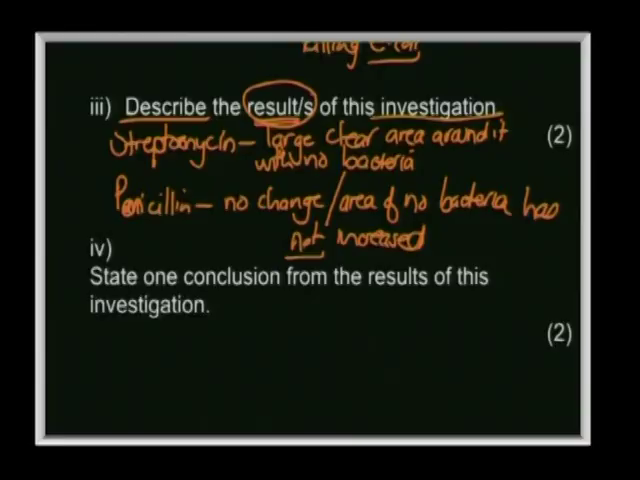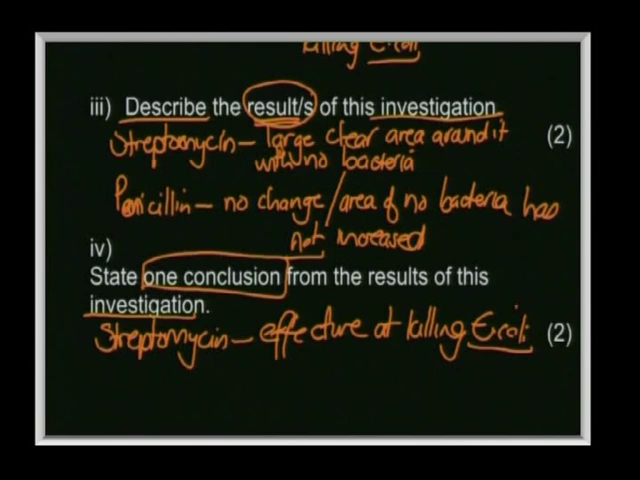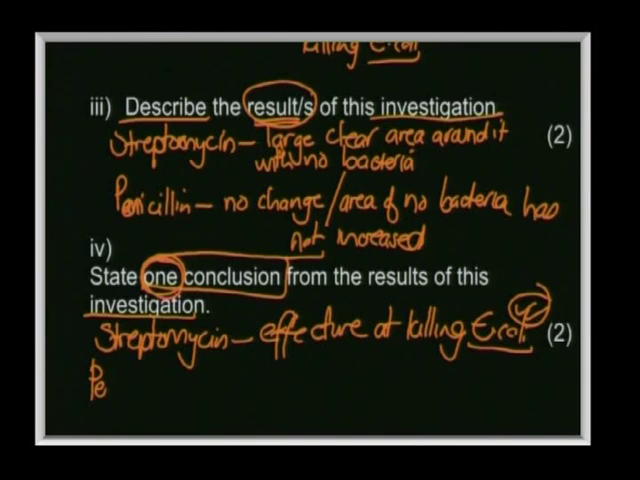The next question reads, one conclusion from the results. So in other words, the things that you wrote down in the previous question, what do they tell you? In this case, they would tell you that streptomycin is effective at killing bacteria, or specifically E. coli, and that will give you 2 marks because it says one conclusion. Or you could go and use penicillin, where you would say penicillin is not effective at killing E. coli. And again, that kind of a conclusion will still earn your 2 marks.